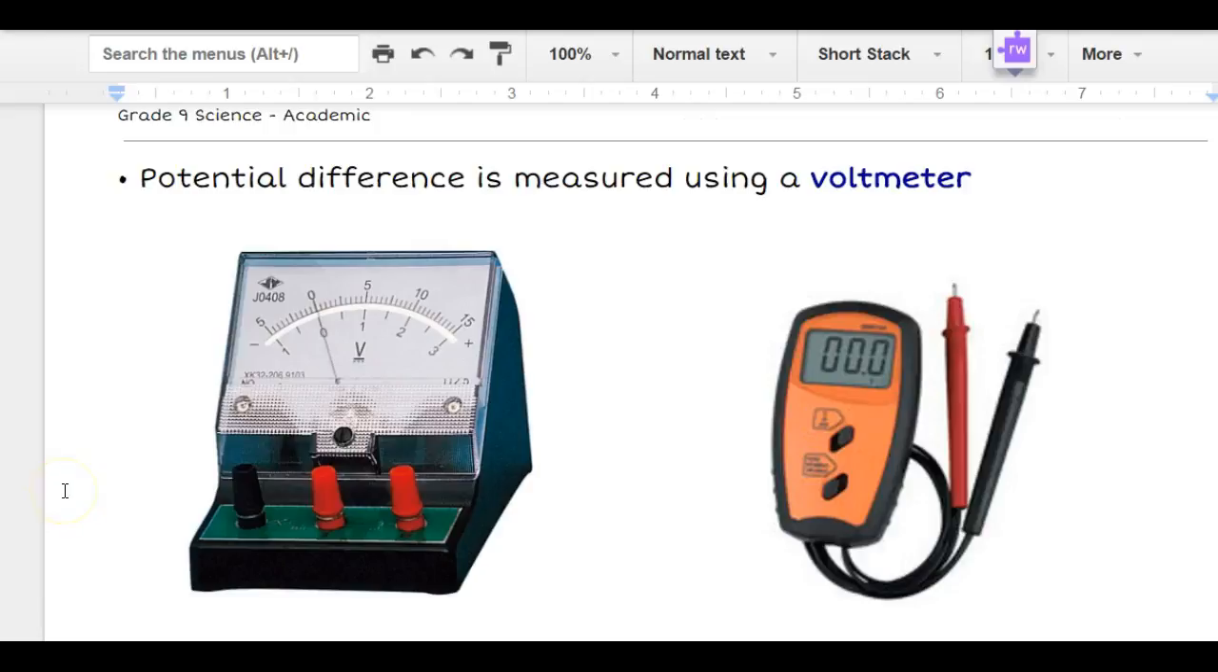And so just like current is measured in amperes, and we use an ammeter to measure the amount of current moving through a circuit, potential difference is measured using a voltmeter because we're measuring the amount of volts. In analog version it will look like this, in digital version it will look like this, and just as ammeters can be useful for homeowners or electricians or engineers or whomever wanting to measure current, the voltmeter can kind of have the same function.